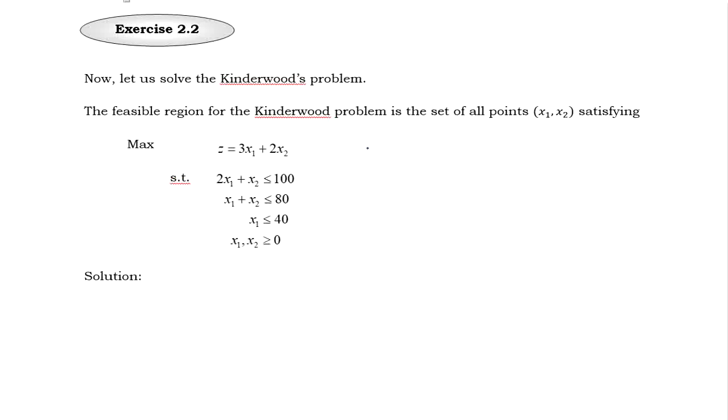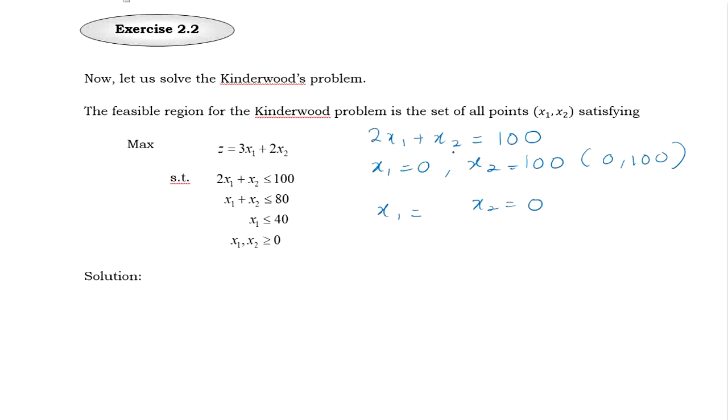Okay, so for the first constraint, 2x1 plus x2 equals to 100. So when x1 equals to 0, then x2 equals to 100. So we get the point (0, 100). Okay, when x2 equals to 0, then x1 equals to 50. So (50, 0). Okay, so this is for the first constraint.